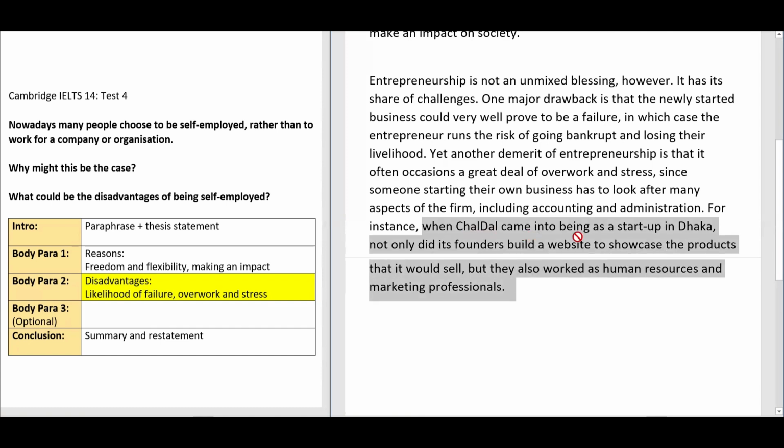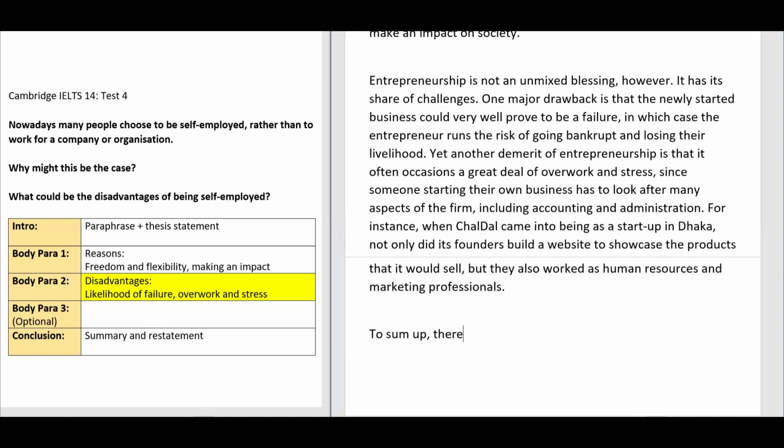When Chaldal came into being as a startup in Dhaka, not only did its founders build a website to showcase the products that it would sell, but they also worked as human resources and marketing professionals. So the point I'm making here is that when you have your own business, you have to work like a superhuman, which contributes to overwork and stress.